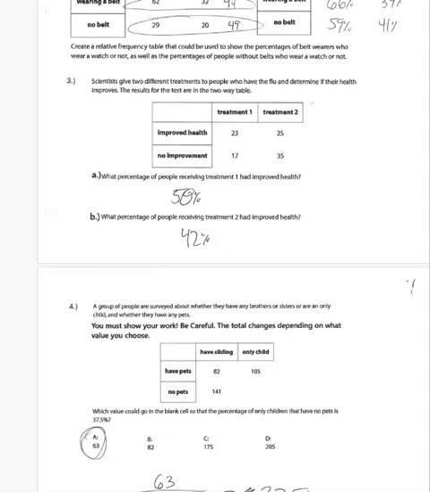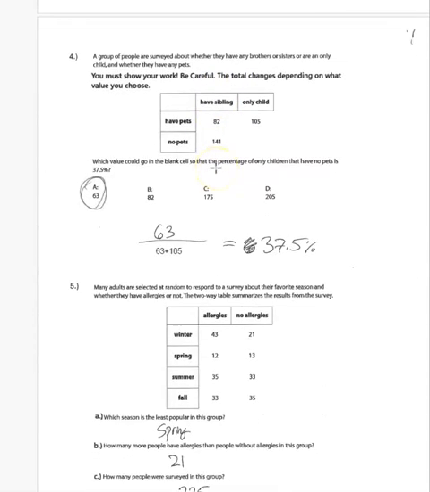And the next one is what percentage of people receiving treatment two had improved health. So out of the people who got treatment two, which is a total of 60, it says 25 of them had improved health. So 25 divided by 60 gets you your 42%. That's how you get your 42%. You've got to look at the wording to figure out if you're dividing by the total or if you're dividing by the rows or the columns. Let's keep on going here.